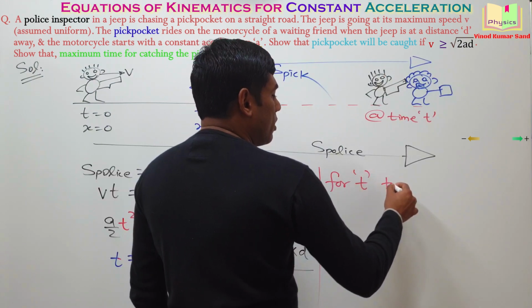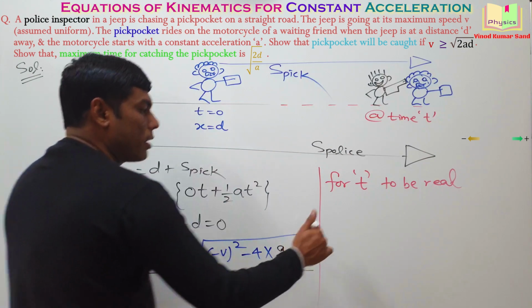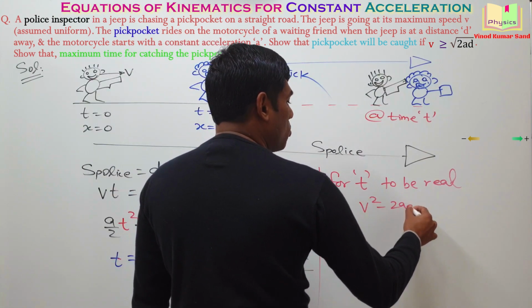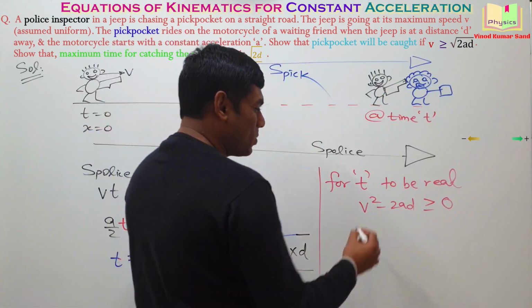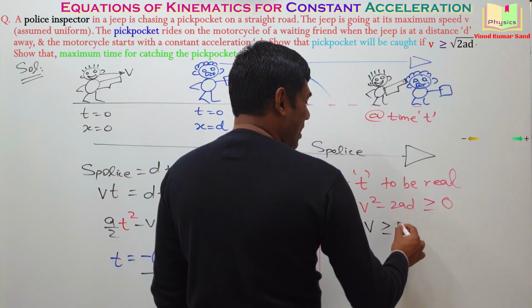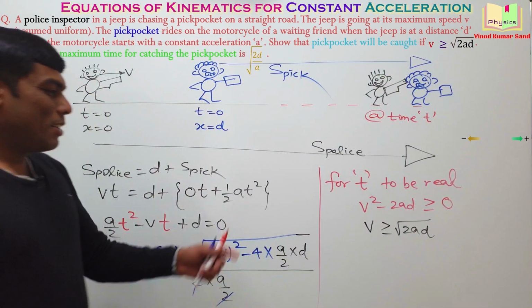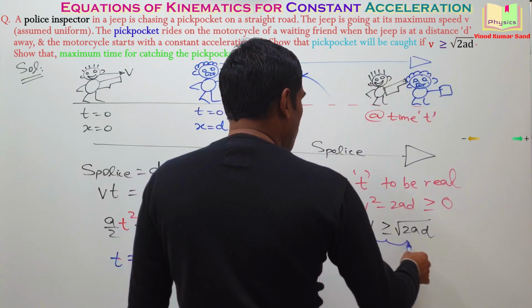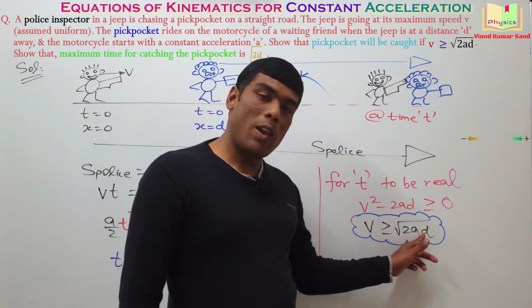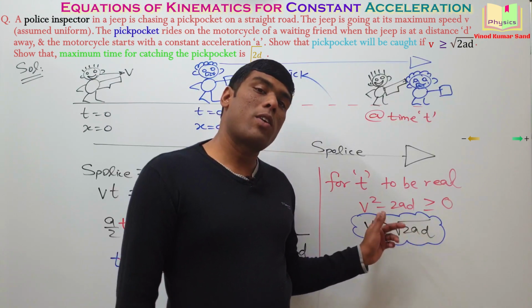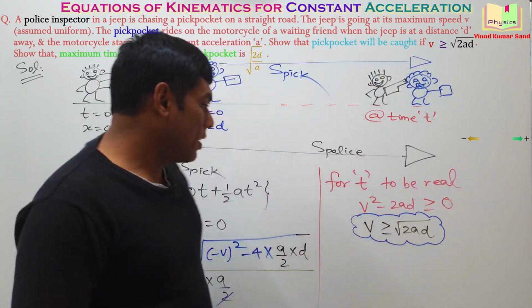For t to be real, this term we are talking about, v square minus 2ad, should be greater than or equal to 0. And here is our answer. v should be greater than or equal to root 2ad. Simple thing. We have proved the first part of the question. If the policeman runs with this velocity, either equal to root 2ad or greater than root 2ad, then he will catch the pickpocket.